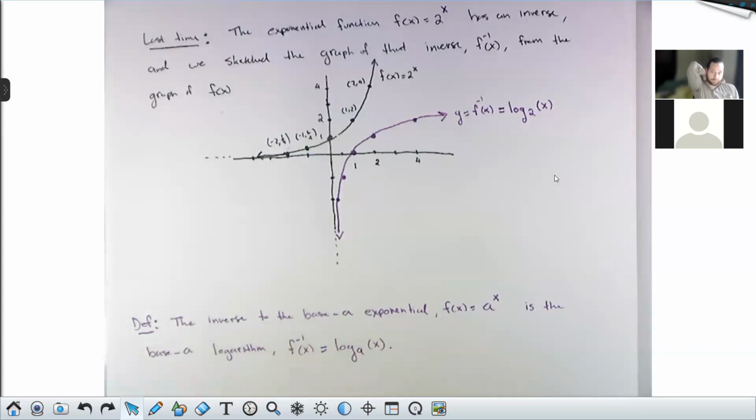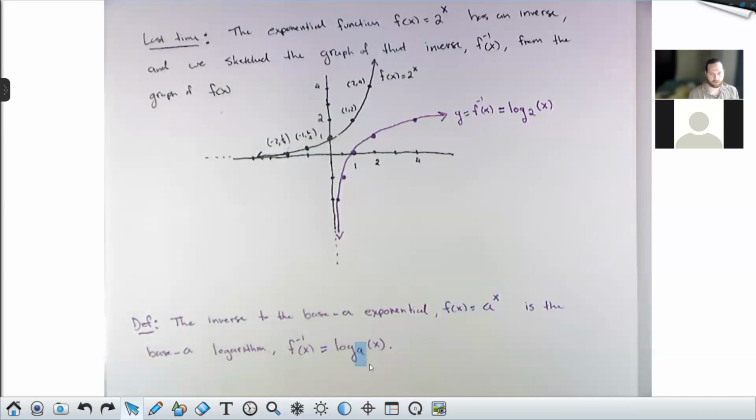All right, this is the definition of the logarithm. So logarithms are the inverses to exponentials. If you have 2 to the x, the inverse of that is the base 2 logarithm, or log sub 2 of x. If you had 10 to the x, the inverse of that would be the base 10 logarithm, or log sub 10 of x.